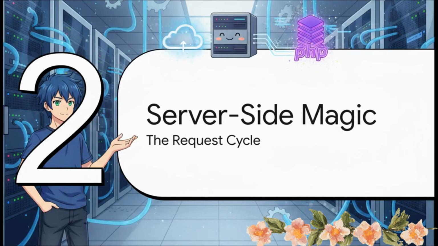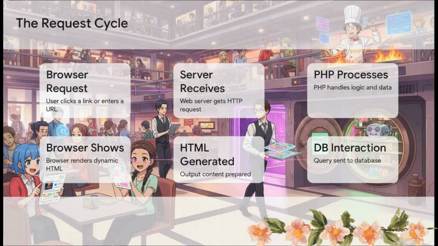Moving on to Section 2, how server-side magic works. Let's look at the request cycle. I like to think of this 6-step workflow kind of like a visit to a restaurant. First, your browser, that's the customer, orders from the menu by clicking a link. Second, the web server acts as the waiter, taking your request right to the back. Third, PHP is your chef.